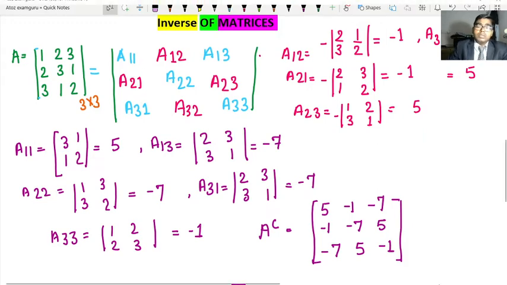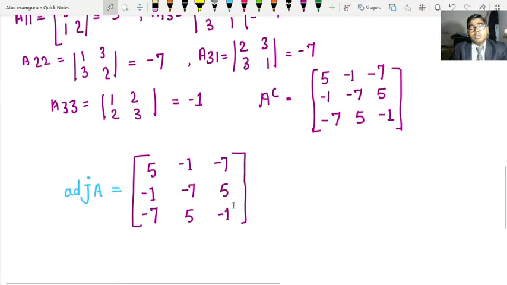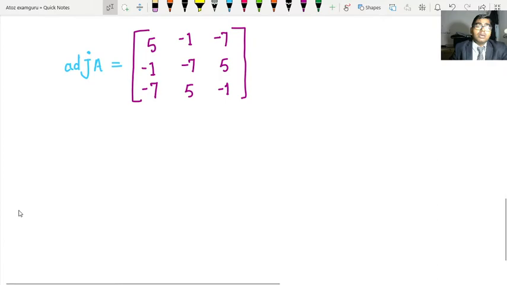This matrix is framed by the cofactors of the given matrix, and you take a transpose of this, and you will get the adjoint of the given matrix. And what is transpose? You simply change the rows into columns. Now, for finding the inverse, one more thing you have to find: the determinant of the matrix.